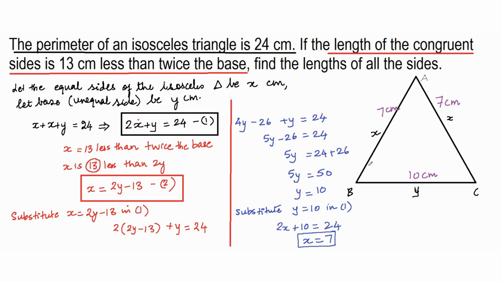Let's check if the solution matches the given requirements. Look at the perimeter. 7 plus 7 is 14. 14 plus 10 is 24. So the perimeter is indeed 24, which was what was given in the question, right?